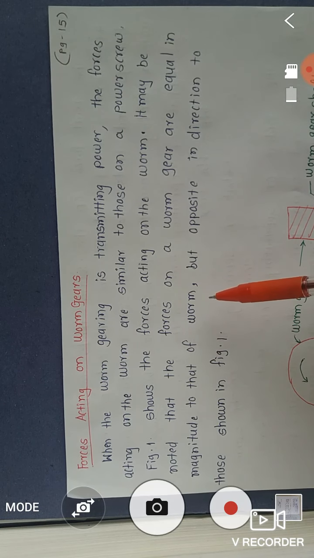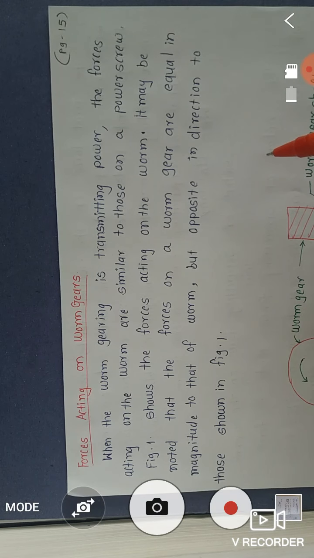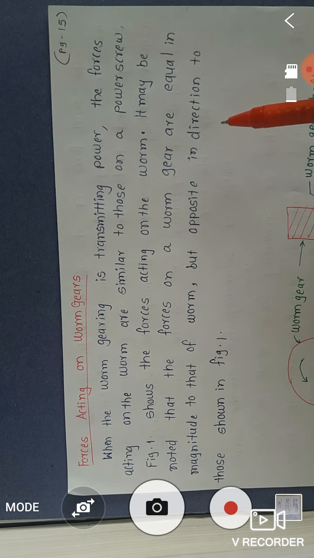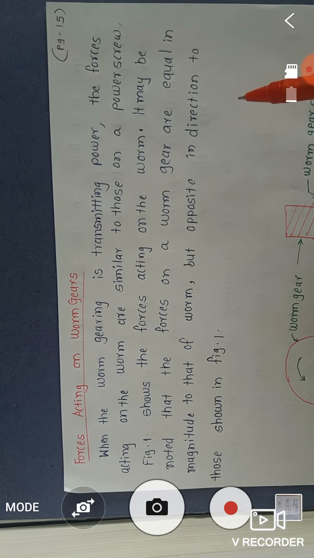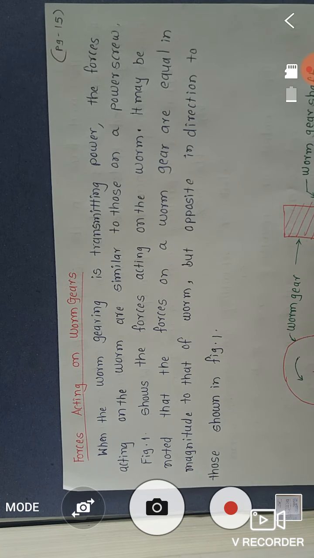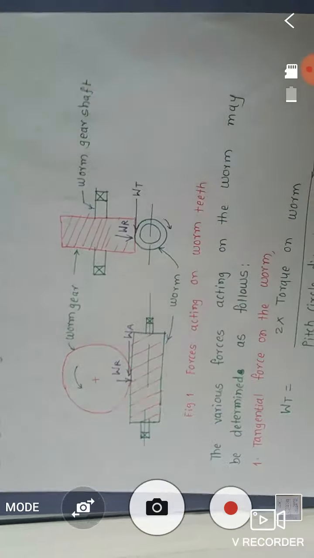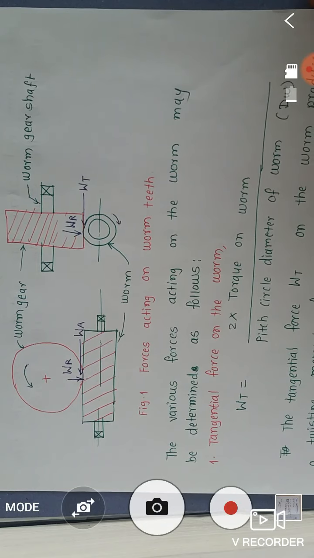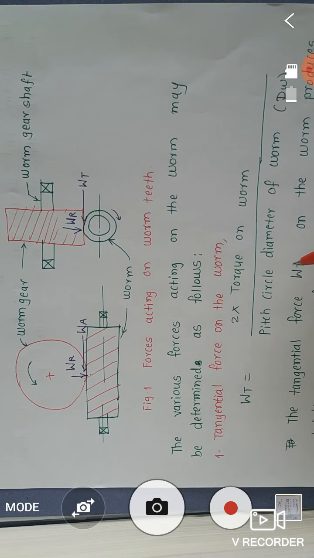It may be noted that the forces on the worm gear are equal in magnitude to those on the worm, but opposite in direction to those shown in Figure 1. The various forces acting on the worm may be determined as follows. First, the tangential force on the worm.